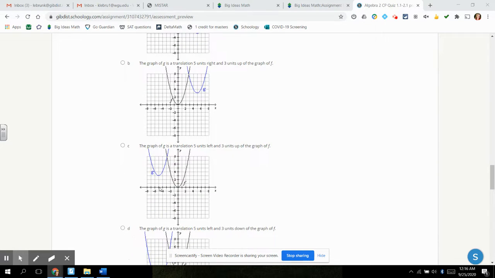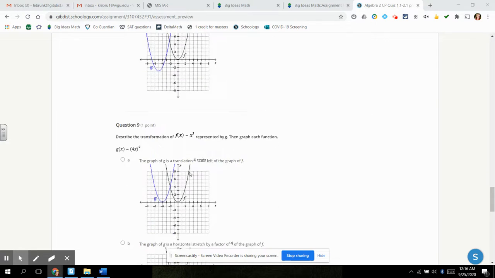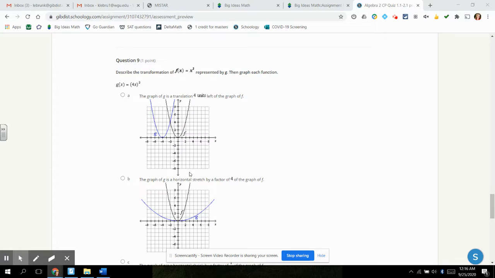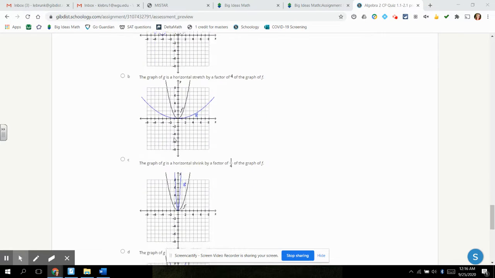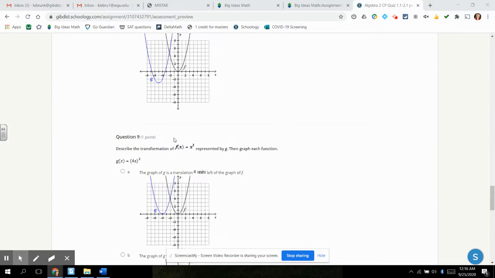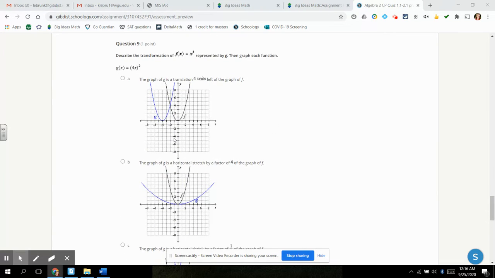Left 5, up 3. C would be correct. All right, number 9. The black one's the parent, they're all the same. Now we're trying to figure out which of these has the correct G graph, which is this thing.